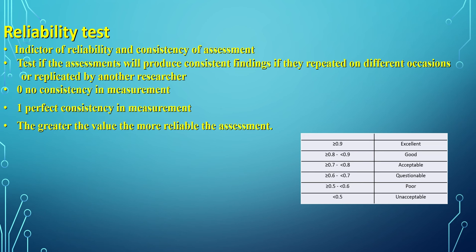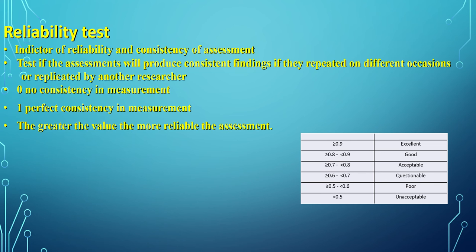The value for the Cronbach alpha or reliability test is from 0 to 1. 0 means that there is no reliability, no consistency. 1 means that there is a perfect consistency in the measurement. The greater the value of the alpha, the more reliable the assessment.